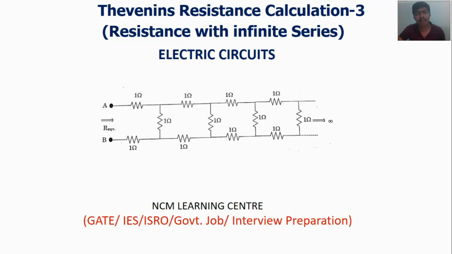In this video, I am going to explain Thevenin's resistance. That means total resistance calculations for a circuit which has resistance in an infinite series. For example, in this circuit, we have to find this R equivalent between the terminals A and B. The circuit has an infinite series of resistances.